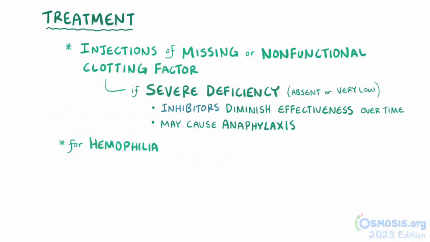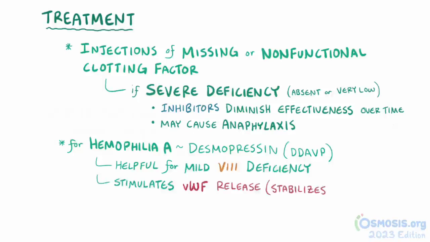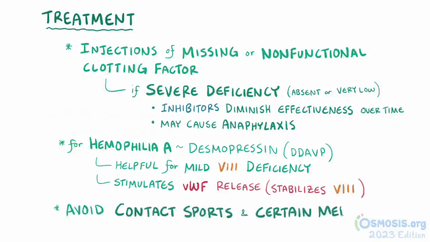For hemophilia A, desmopressin, also called DDAVP, is helpful for patients with mild quantitative factor 8 deficiency. Desmopressin stimulates von Willebrand factor release from endothelial cells, which promotes the stabilization of the residual factor 8. Finally, it's best for individuals with hemophilia to avoid contact sports and medicines that promote bleeding, like aspirin.